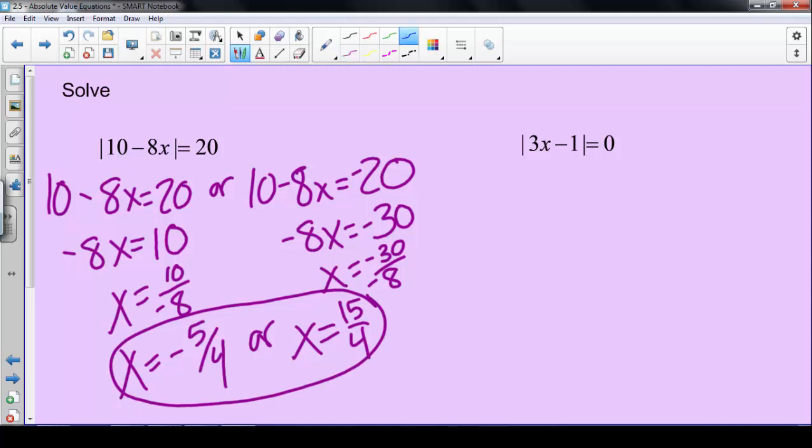Now this last one, we want when it is equal to 0. On a number line, you can't go any distance away from it and still be on 0. So in this case, there is only one answer, because you can't go left or right and still be 0 units from 0.